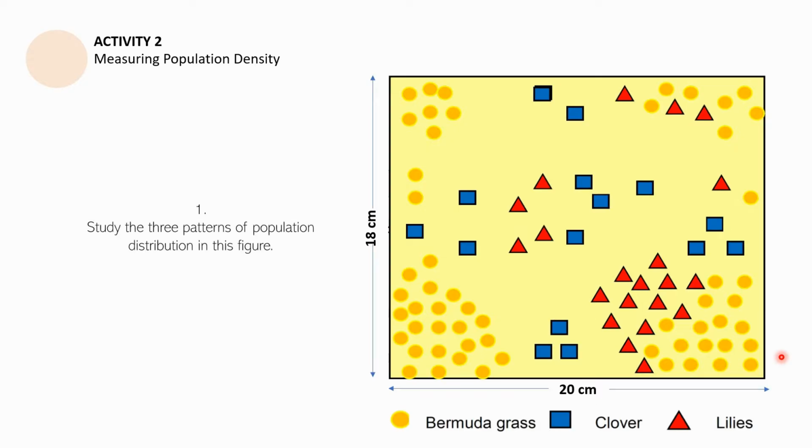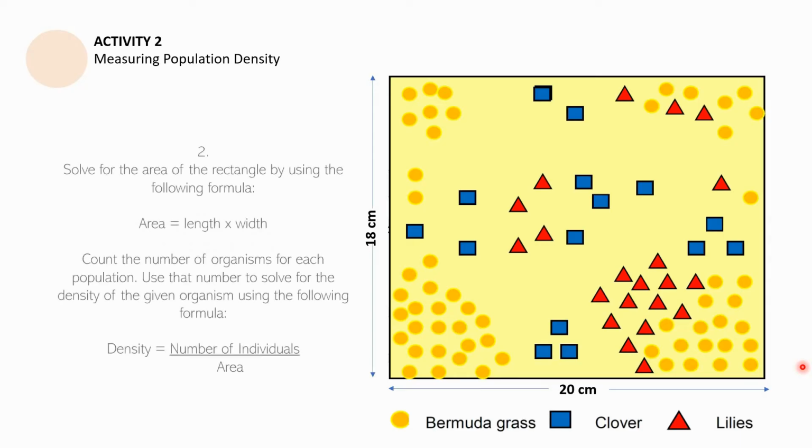Step number 1, study the 3 patterns of population distribution in this figure. Again, study the 3 patterns of population distribution in this figure. You may pause this video to have more time. If you want to count, you may pause this video. If you have decided to continue, let's proceed with step number 2. Solve for the area of the rectangle by using the following formula. The area of this rectangle, it's not a square, okay. Multiply the length by the width, okay, and then take note of that.